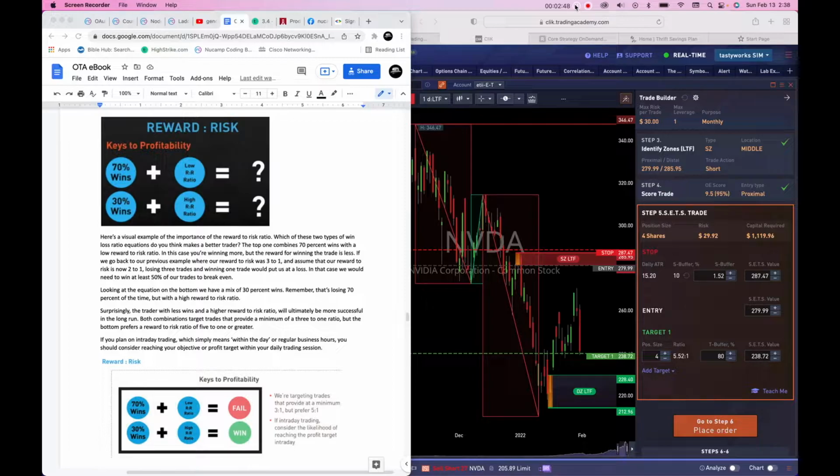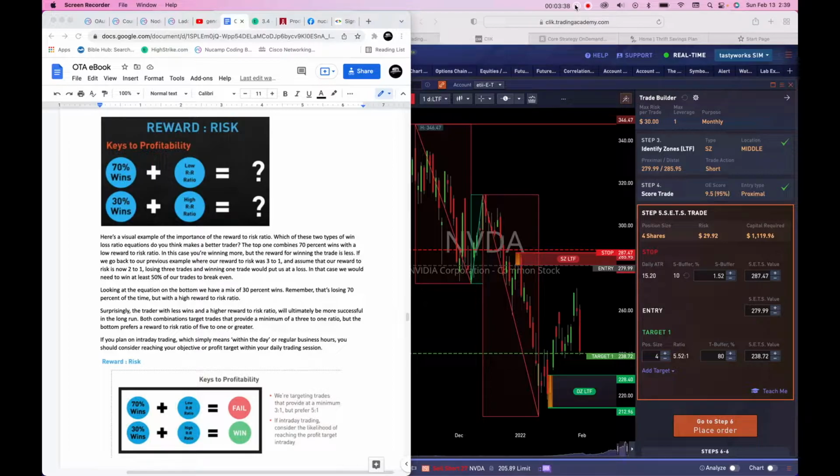If you look at the top, which one of these two types of win-loss ratio equations do you think makes a better trader? The top one combines 70% wins with a low reward to risk ratio. In this case, you're winning more, but the reward for winning the trade is less. If we go back to our previous example where our reward to risk was 3 to 1 and assume that our reward to risk is now 2 to 1, losing 3 trades and winning 1 trade would put us at a loss. In that case, we would need to win at least 50% of our trades to break even.